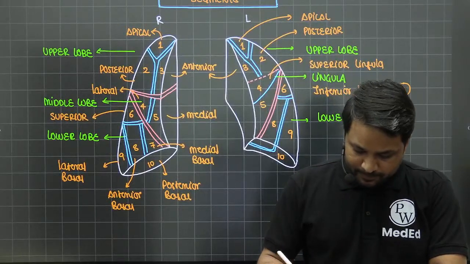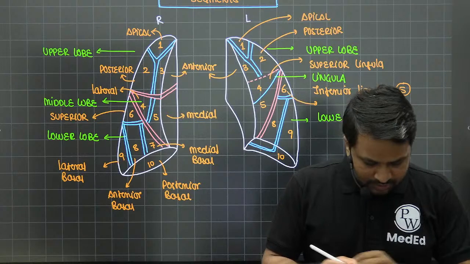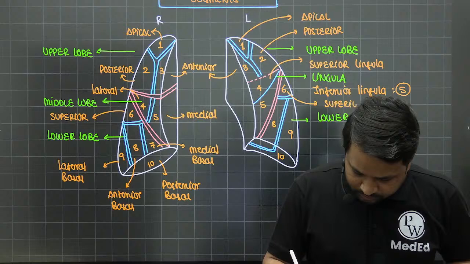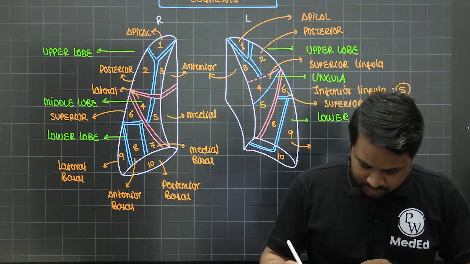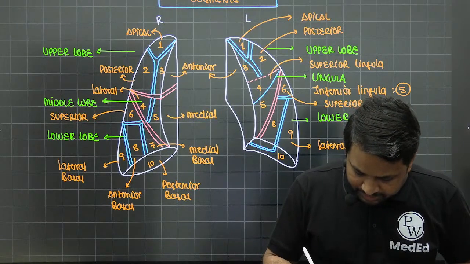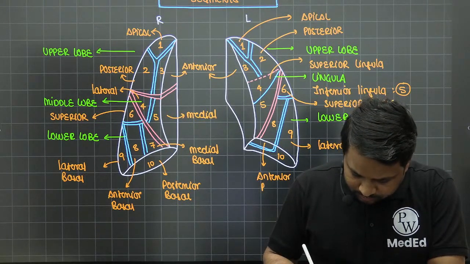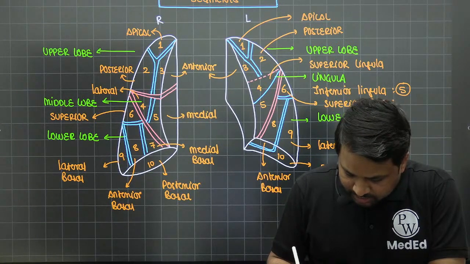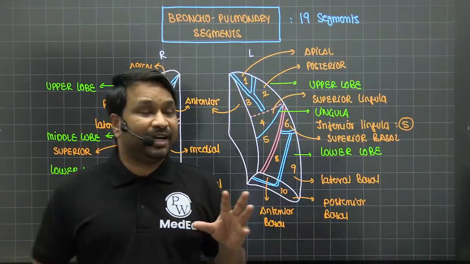Okay. So 6, which is present here, 6 is nothing but your superior basal. 9 is nothing but your lateral basal. 8 is your anterior basal. And 10 is your posterior basal. So if you look at all the segments, on the left side, which number is not there?